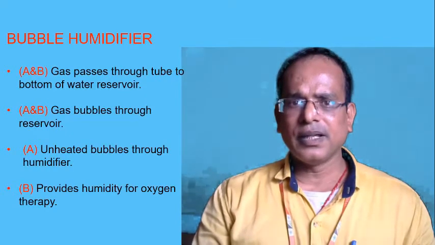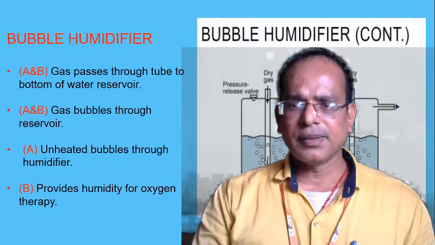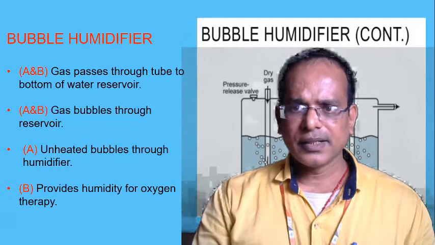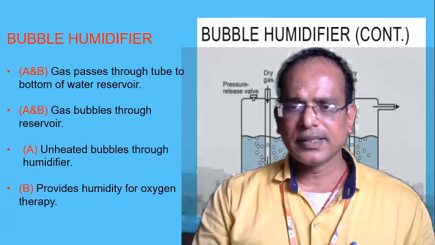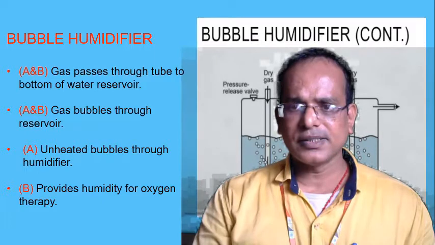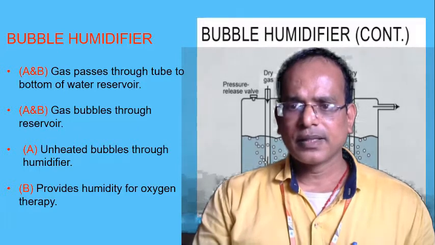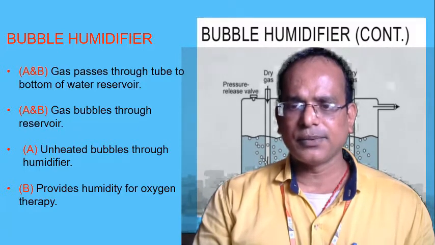So, bubble humidifier, here shown in beaker A and beaker B. It shows a bubble humidifier. Here the pressure release valve is there. Dry air, that is oxygen from the ventilator, is given to this path. When it moves through the water or any liquid, through the pressure it will produce bubbles. After that it comes out of the water level and moves towards the patient's mouth.